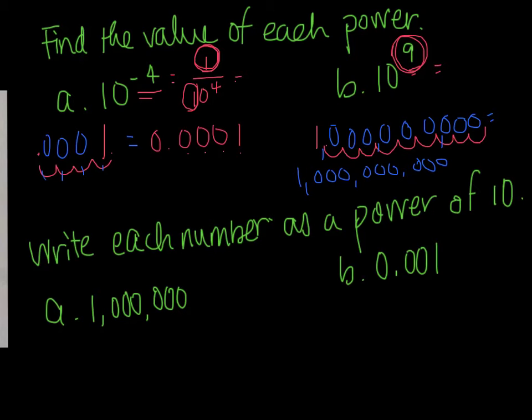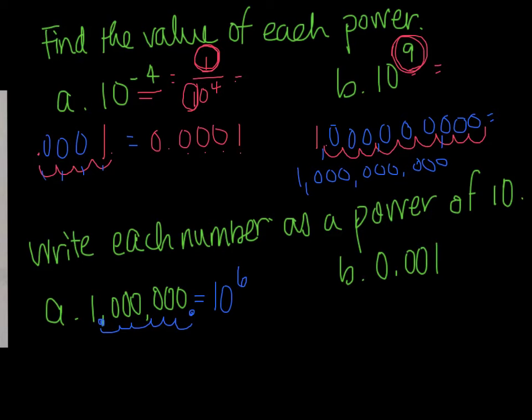All right, so now we have to write each number as a power of 10. We have 1 million. We need to write that as a power of 10. If I were to write that as a power of 10, I need to look at where the decimal point currently is, and I need to shove it next to that 1. So how many place values am I going to go over? I'm going to go over 1, 2, 3, 4, 5, 6. So I have 10 to the 6th. Big number, big number, big number.